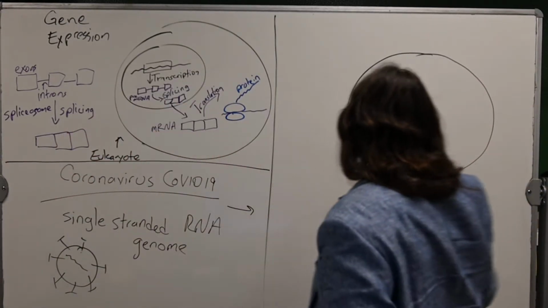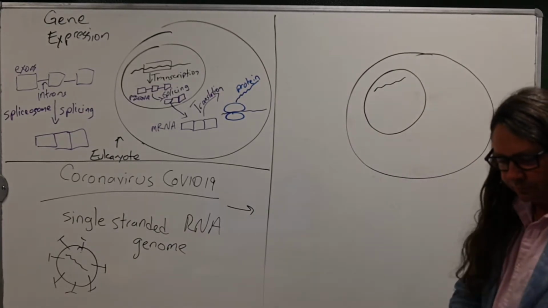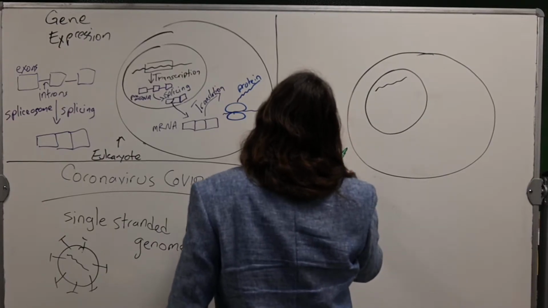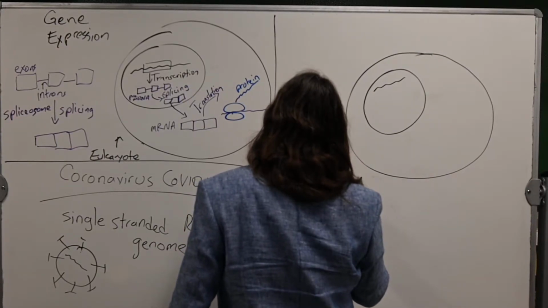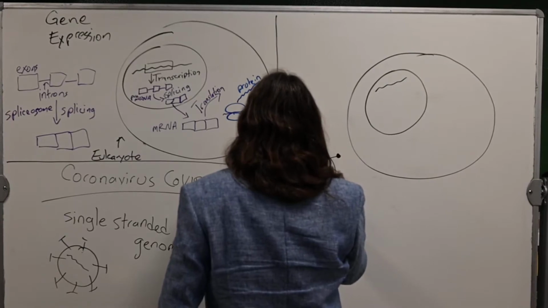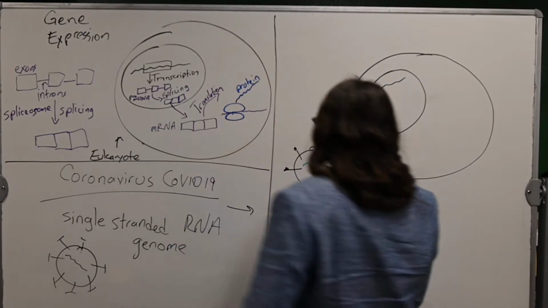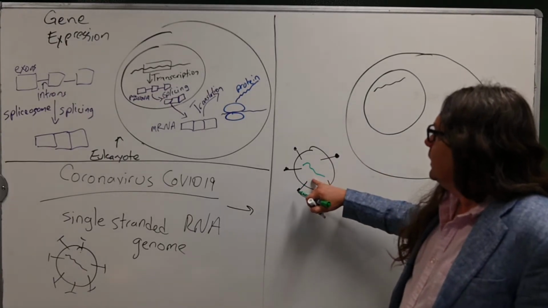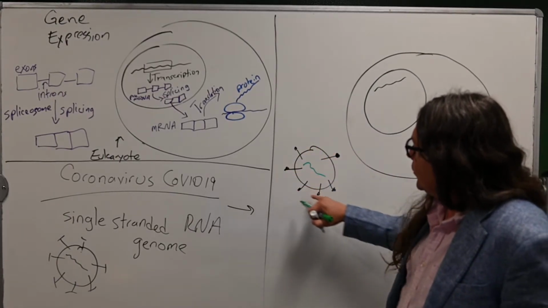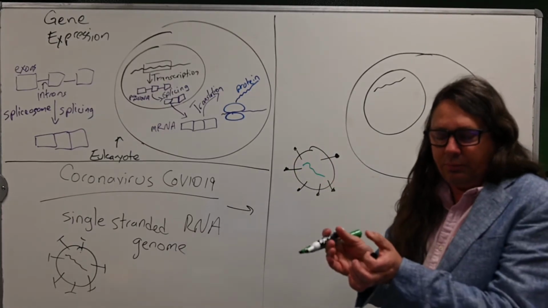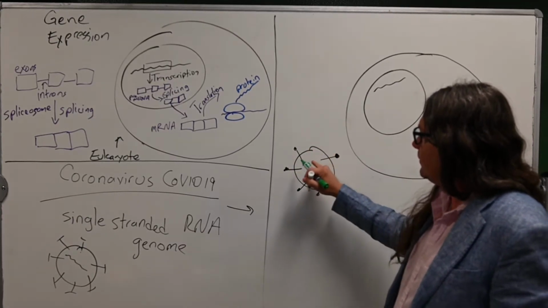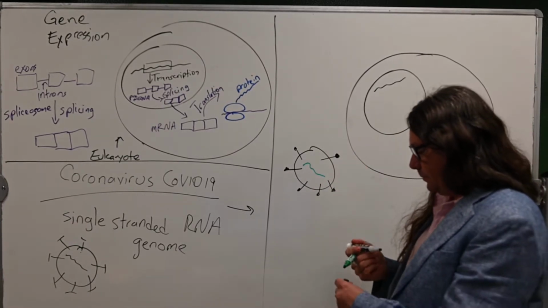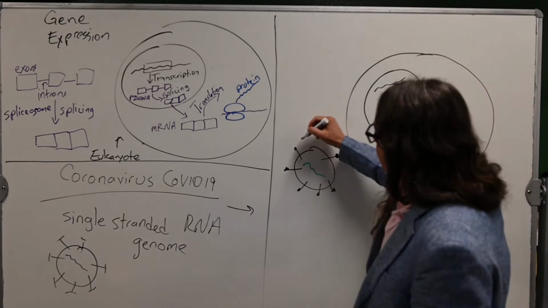Now we've got the coronavirus. So the coronavirus comes along, and it has, and I don't know how many copies of the RNA it has, but it probably has several, in the capsid. So this circular thing would be the capsid, which is the protein coat that surrounds and protects the RNA genome.